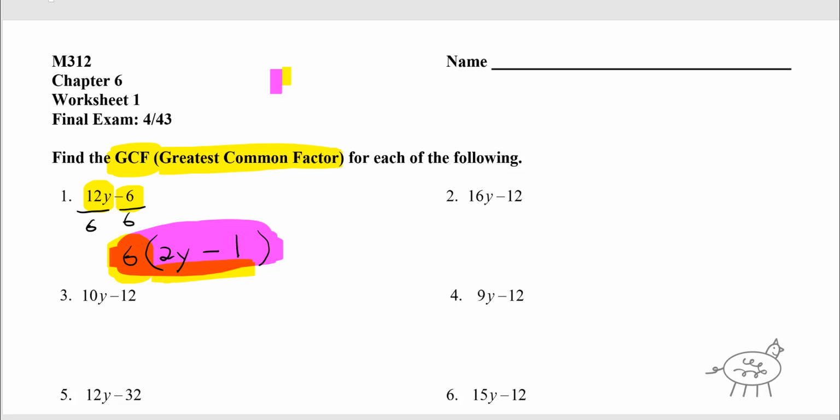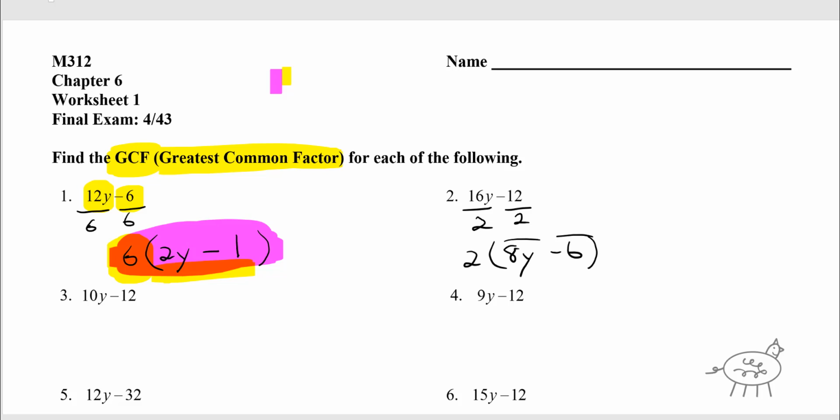Okay, let's look at the next one. What number goes into 16 and 12? You could always start out with 2, and that's okay if that shrinks it down a little. If I divide each of these by 2, 16y divided by 2 is 8y, and 12 divided by 2 is 6. Because these are both even numbers, I could have taken out another 2.